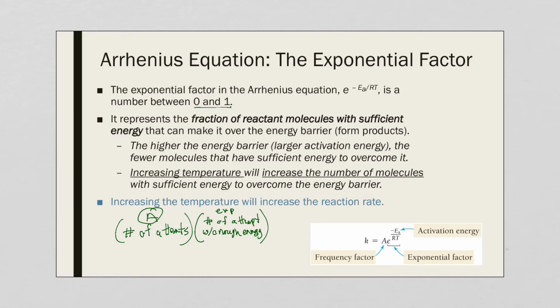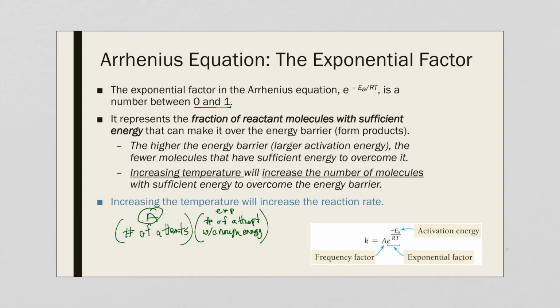That's where we get the rate constant from. So A represents the total number of attempts. The exponential represents the fraction of those, if you will. Is it 0% or is it 100%? So it's the fraction of those that have enough energy to get over the barrier to be successful.